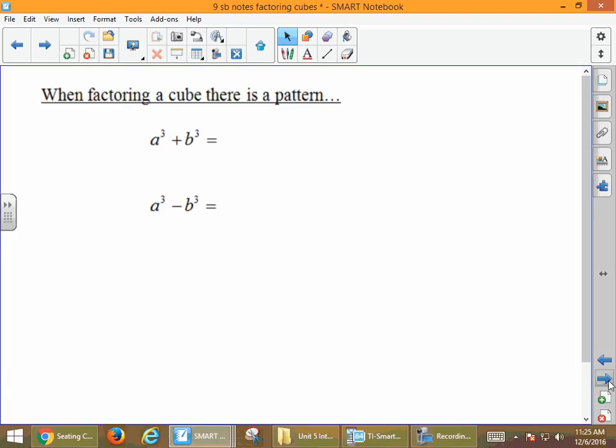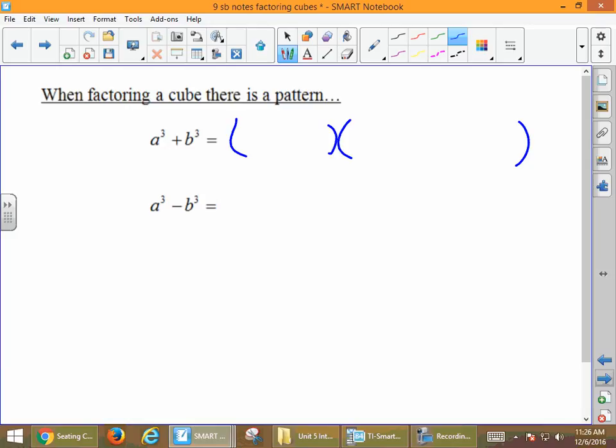So when we look at this here, it depends on your teacher. Some teachers like to teach it in terms of memorizing. I personally am not a big fan of memorizing. And believe me, I think there is a time and a place to memorize. I just hope that I can teach this to you without it. But there's a pattern to factor a cube. First of all, it turns into a binomial, which is a 2-term expression, times a trinomial, which is a 3-term expression.